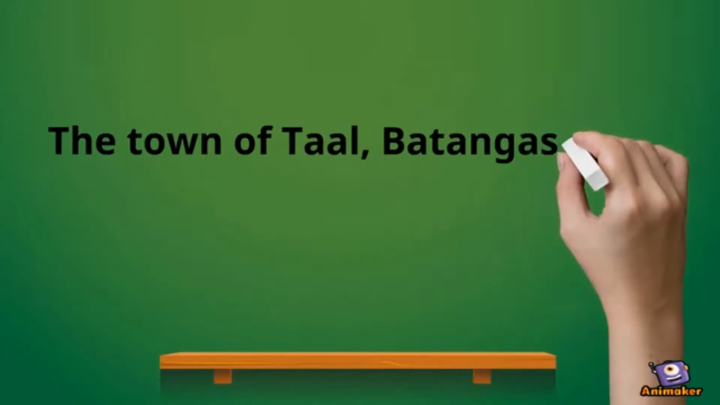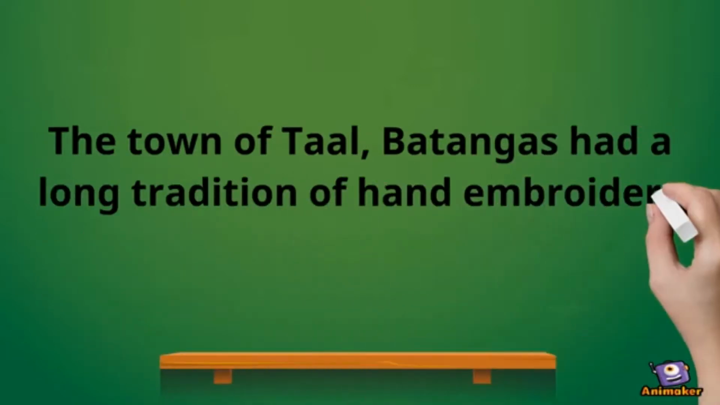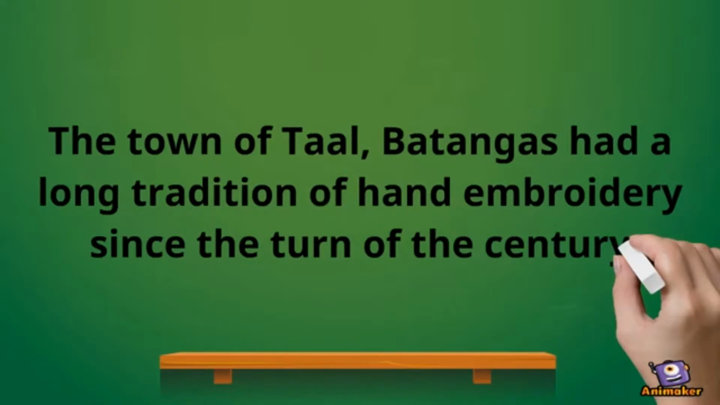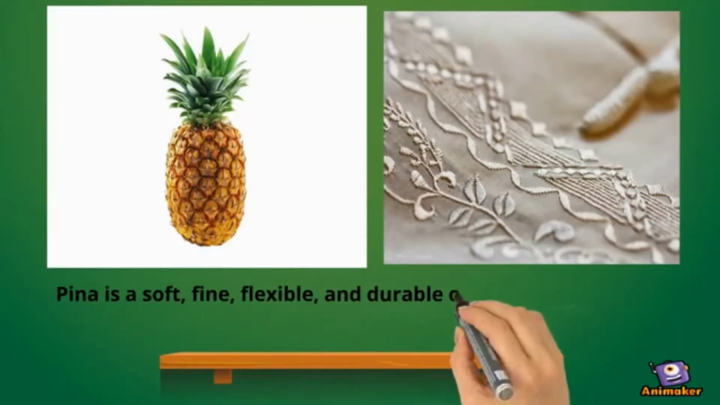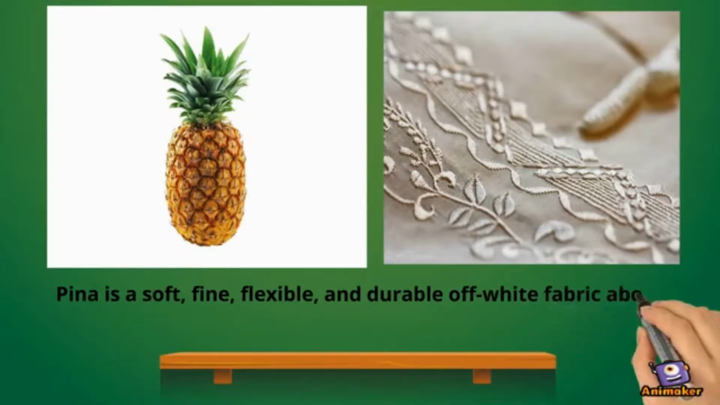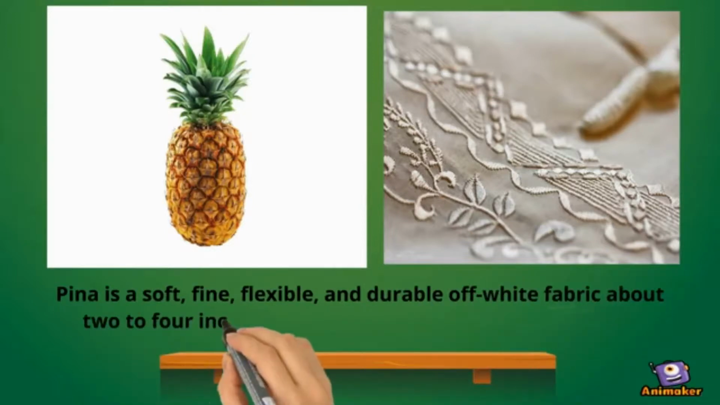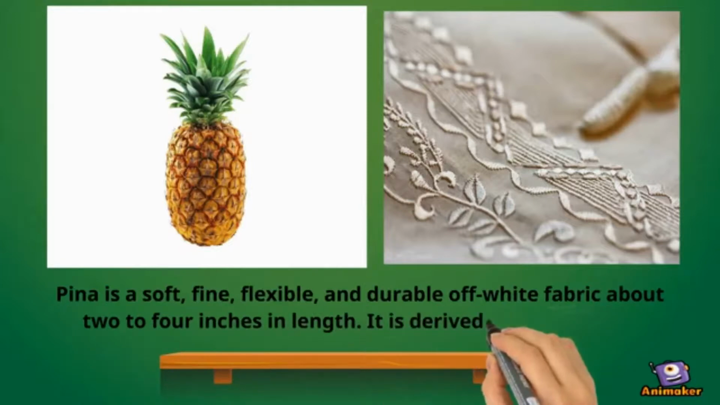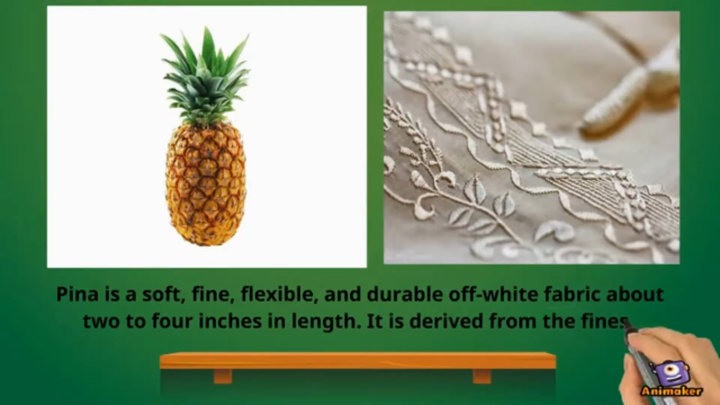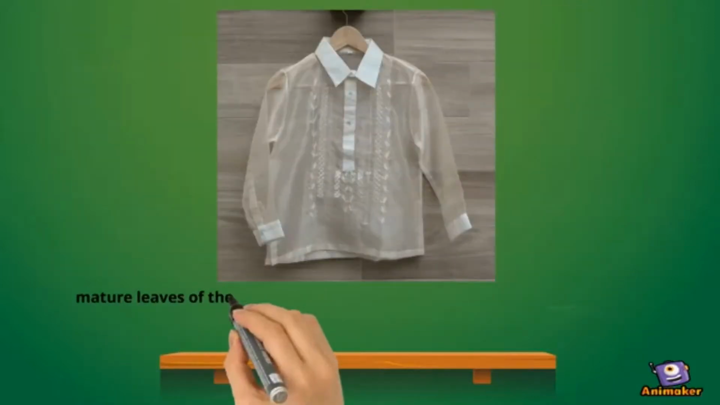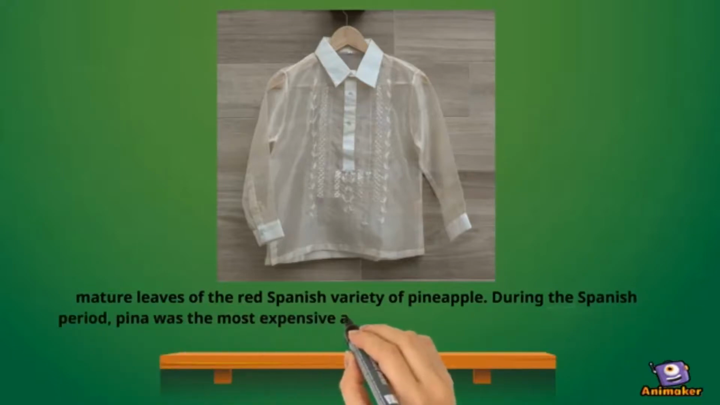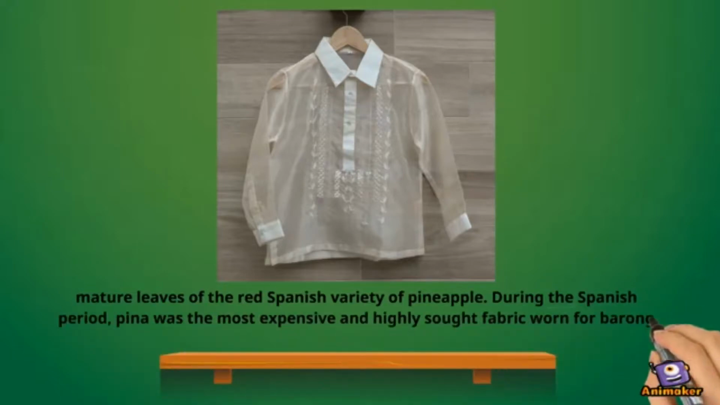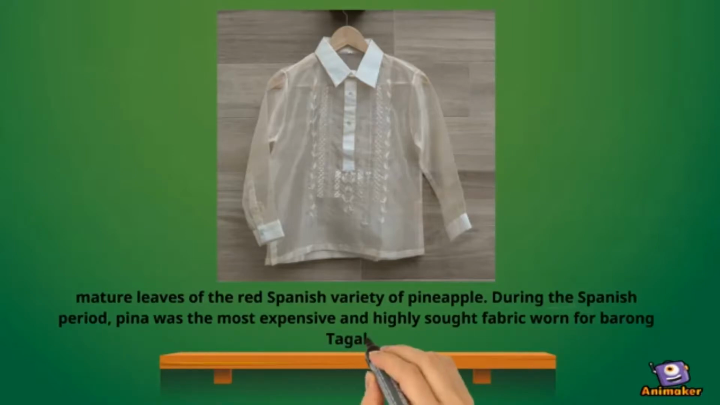Six, Bioperda, Tal, Lumban, Laguna. In the town of Tal, Batangas had a long tradition of hand embroidery since the turn of the century. Pina is a soft, fine, flexible, and durable off-white fabric about 2 to 4 inches in length. It is derived from the finest mature leaves of the red Spanish variety of pineapple. During the Spanish period, Pina was the most expensive and highly sought fabric worn for Barong Tagal.